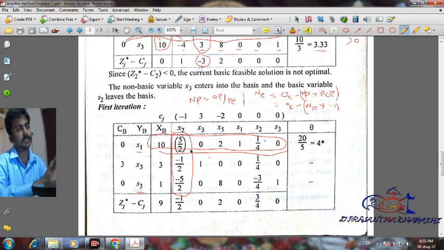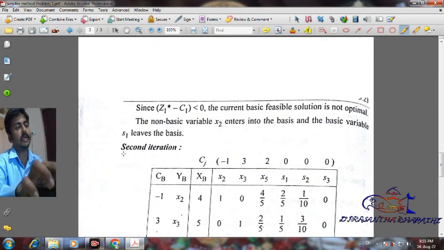Okay, and after that, here the pivot element appears in S1 and X2. So this S1 is the leaving variable and X2 is the entering variable. So we are having minus 1 here.